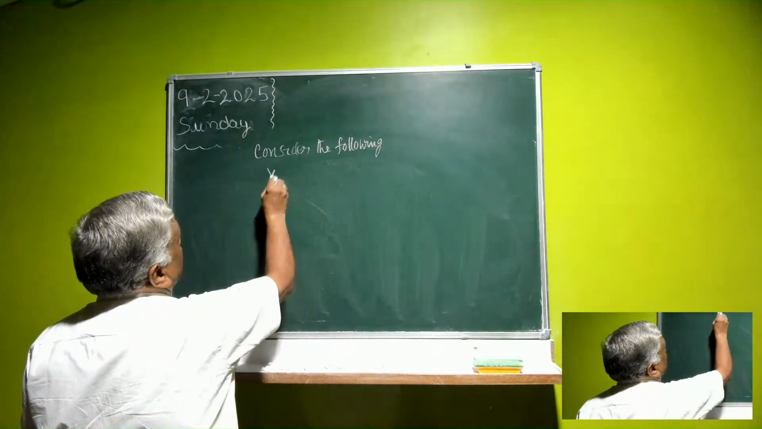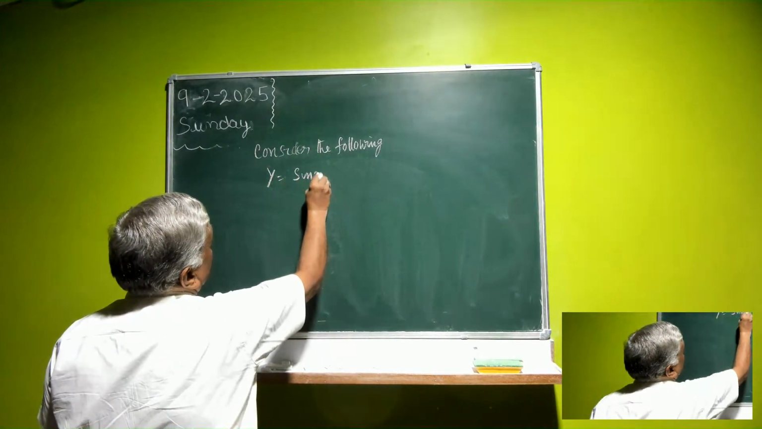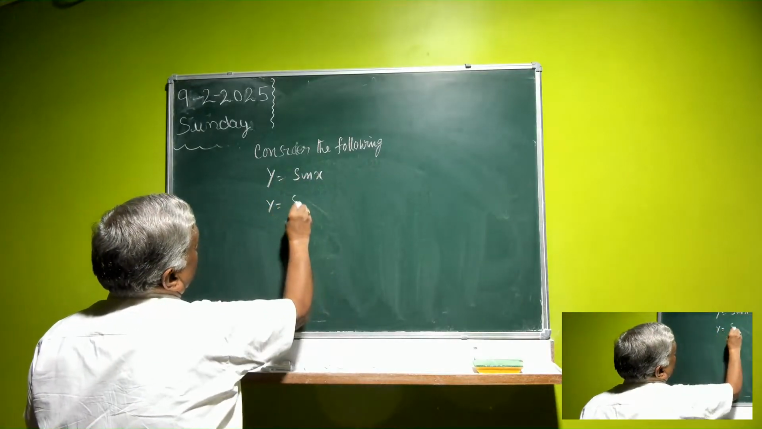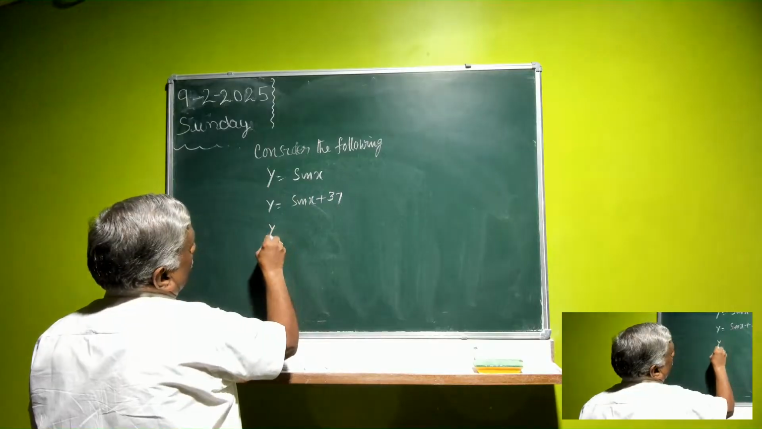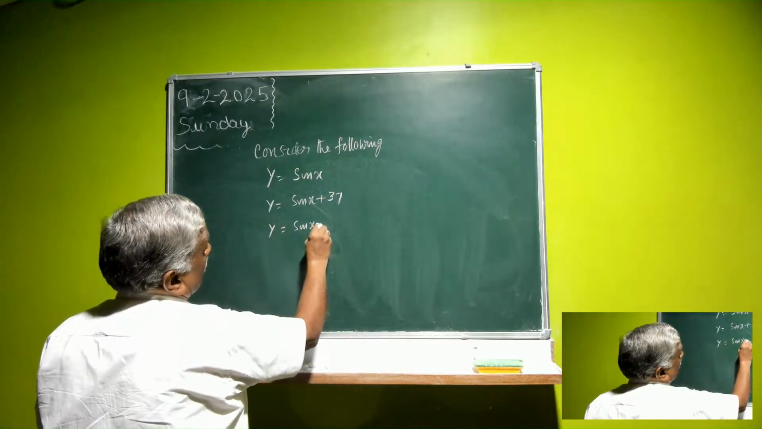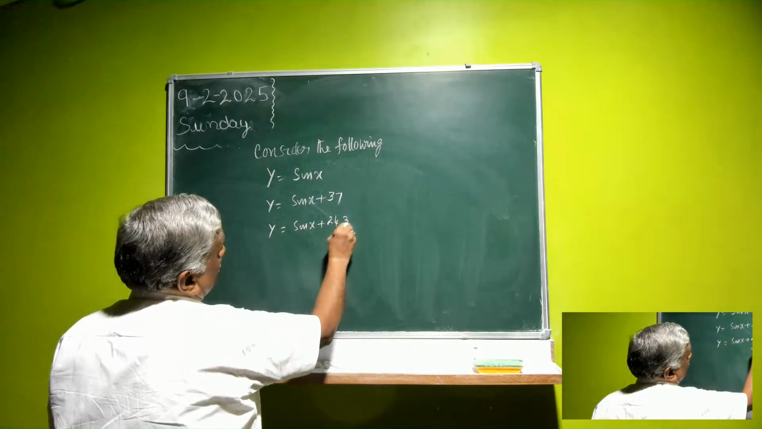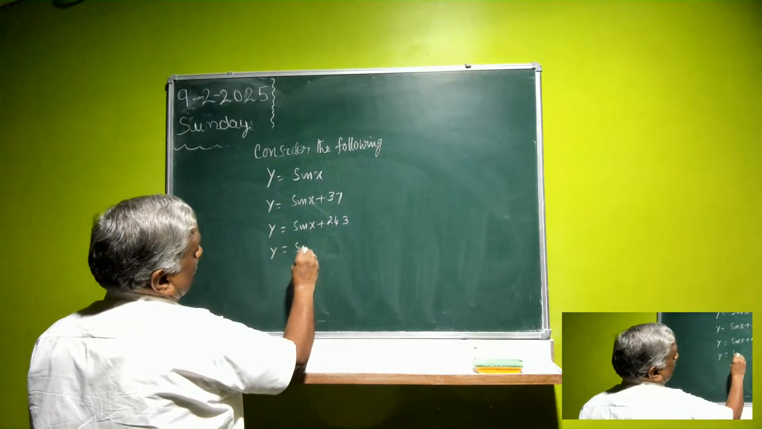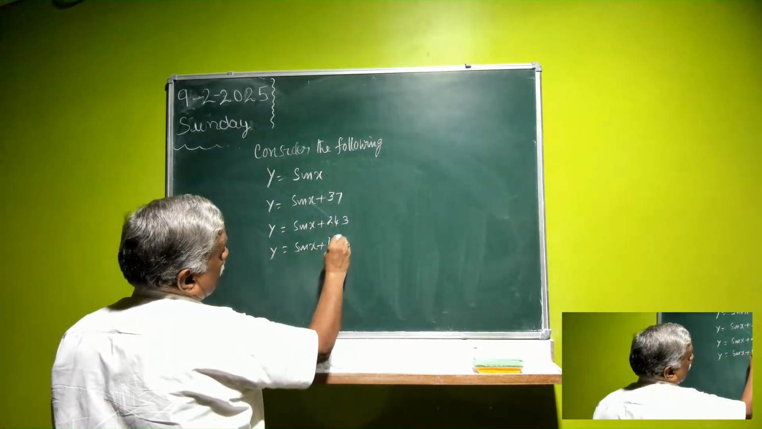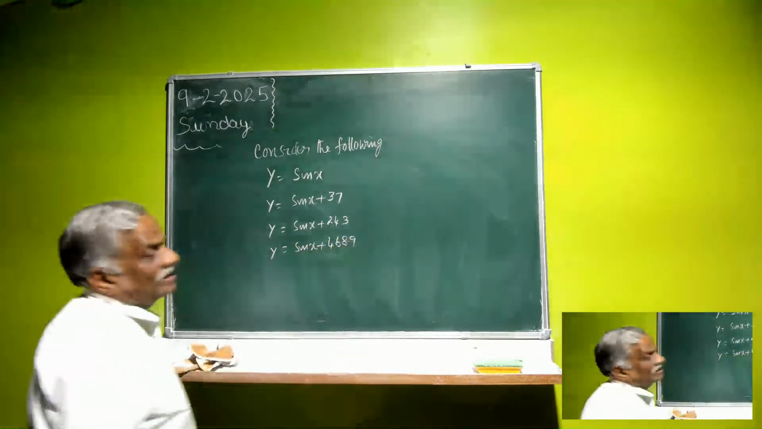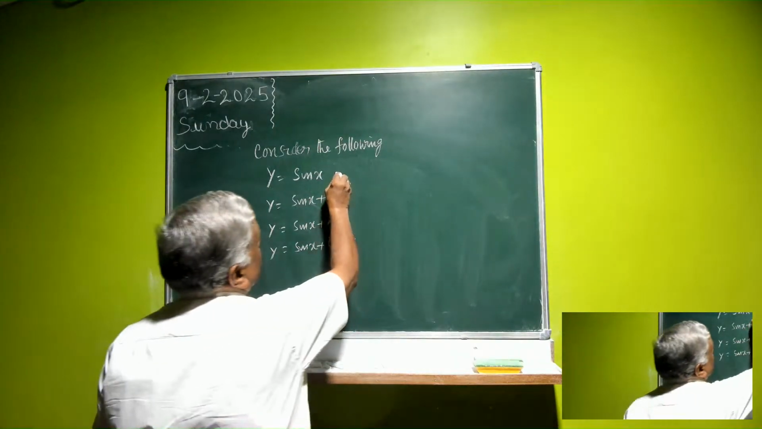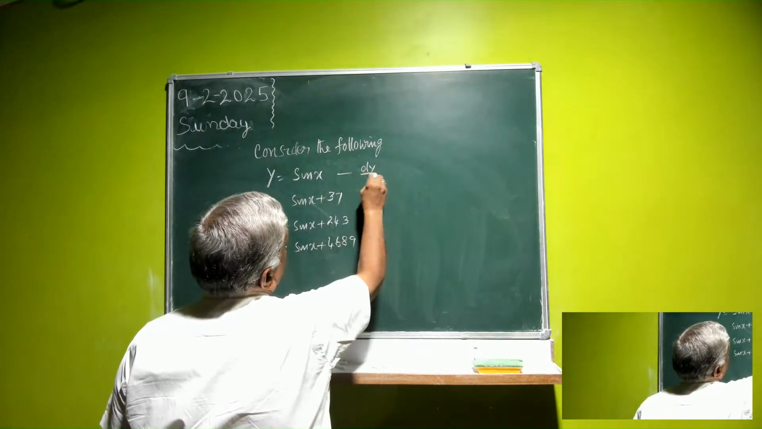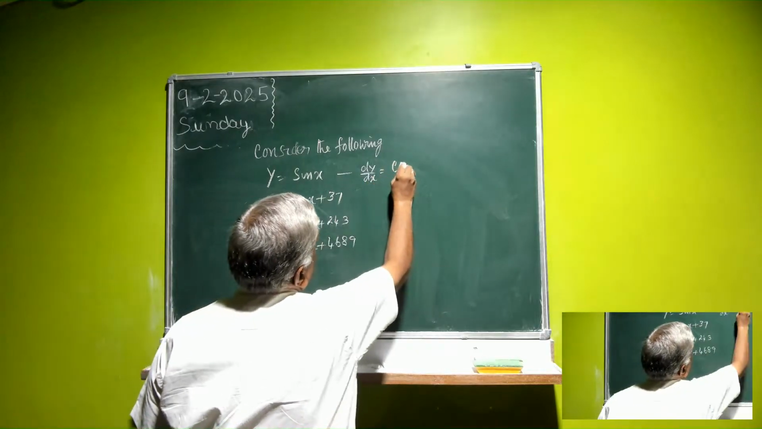Y is equal to sin x. Y is equal to sin x plus 37. Y is equal to sin x plus 243. Y is equal to sin x plus 4689. I'm taking just 4 examples. Now, if y is equal to sin x, what is dy by dx? It is cos x.